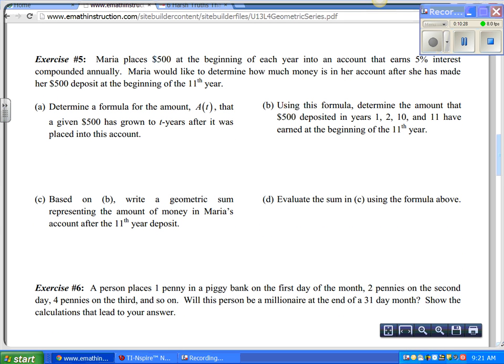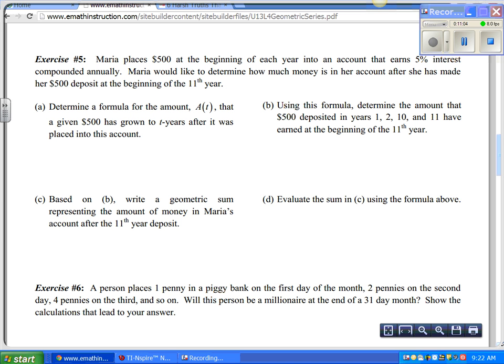Maria places $500 at the beginning of each year into an account that earns 5% interest compounded annually. What does that mean? She gets interest compounded annually. What does it mean? Every year she gets 5% on whatever's in her account. Yeah. Okay, Maria would like to determine how much money is in her account after she has made her $500 deposit at the beginning of the 11th year. Okay, so at the beginning of the 11th year, she's put her 500 bucks in.